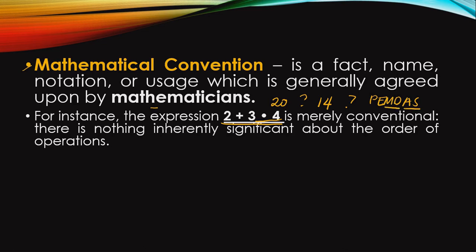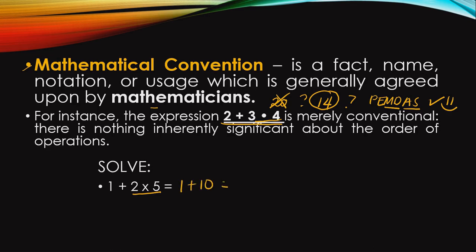So, of the two answers, the correct one is 14. We use mathematical conventions so that we don't get confused with the processes or symbols we use in math. I have here another example: 1 plus 2 times 5. What is the answer? We multiply first, so this is 1 plus 10, and the answer is 11.